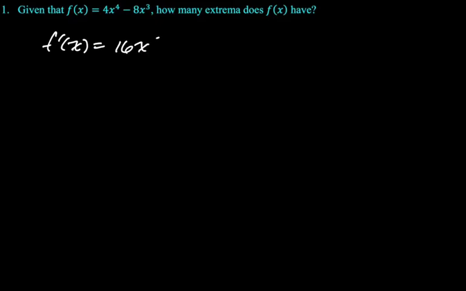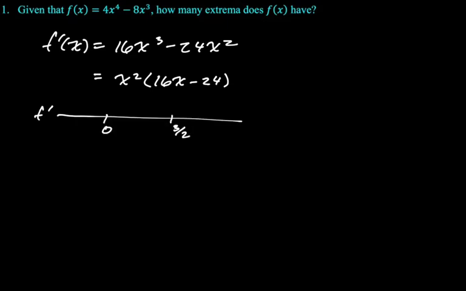So we're going to find the derivative: 16x cubed minus 24x squared. We're going to factor that, so take an x squared out. You could take an 8x squared out, but it doesn't make a difference in terms of the procedure for solving. So the zeros of that are at 0 and at 24 over 16, or 3 halves. So we'll make a sign chart, and we've got to test regions here.